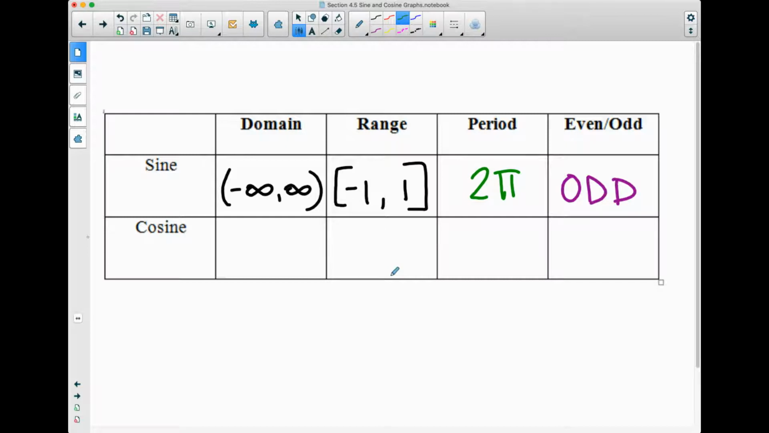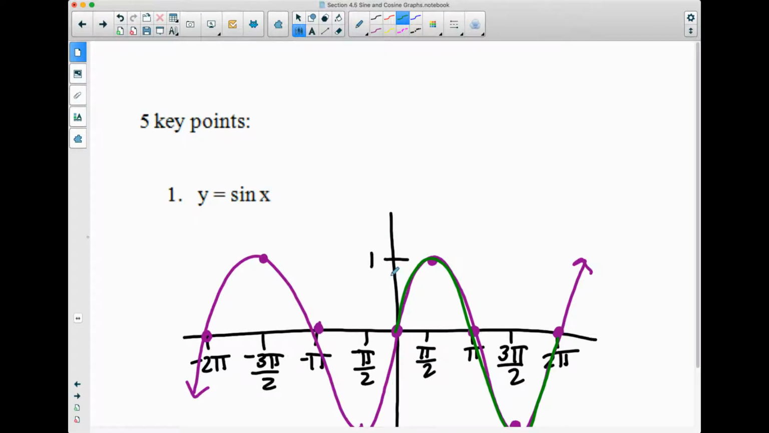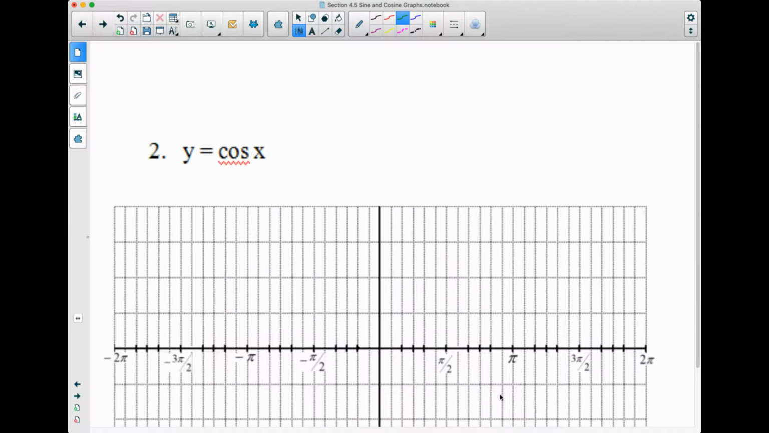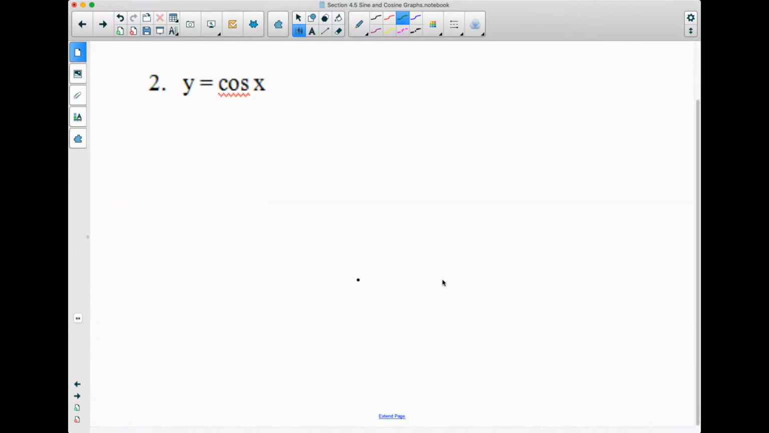The definition says 1 complete cycle. Okay, so you have your high and you have your low. Okay, that's our sine graph. Cosine, we're going to do very similar. So go ahead and set up your x and y axis just like the one we did for sine.